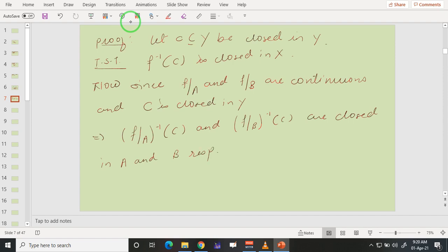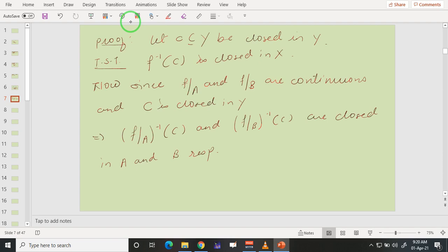And we know that A and B are closed in X, and it was given as an exercise to show that if A is closed in Y and Y is closed in X, then A is closed in X. Similarly it holds for open: if A is open in Y and Y is open in X, then A will be open in X. Now what we have is closed in A and A is closed in X, so of course this will be closed in X, and this is closed in B and B is closed in X.